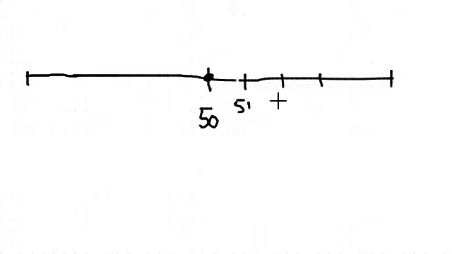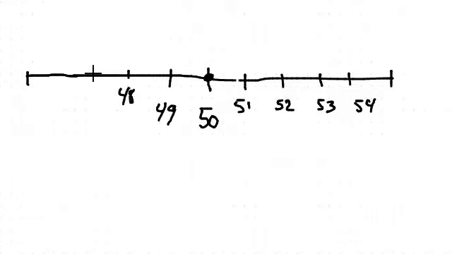Okay, 51. So we're on the number line here. 52, 53, and we'll say this is 54, and 49, 48, 47, 46. Okay, so this is where we're going to start on our random walk.